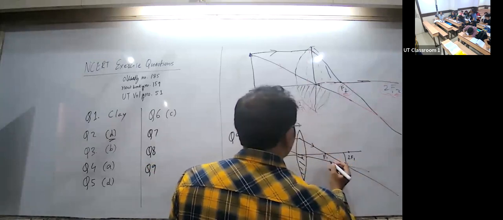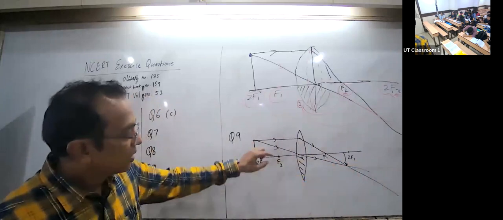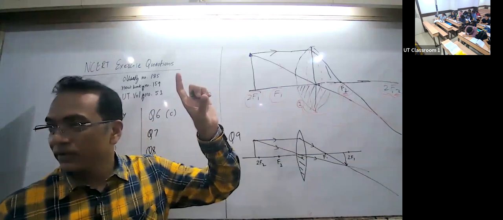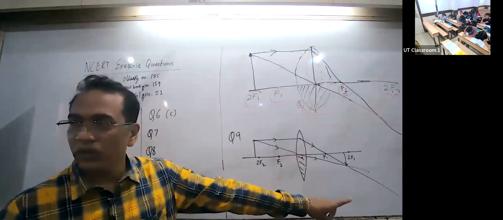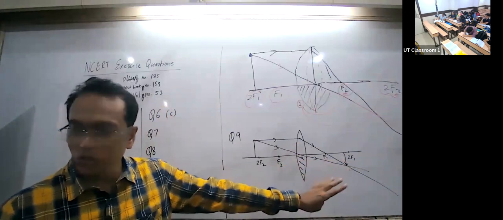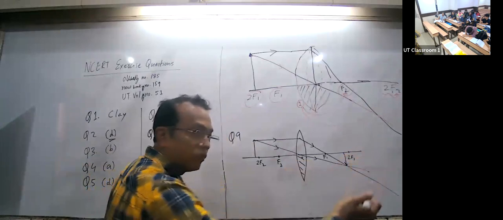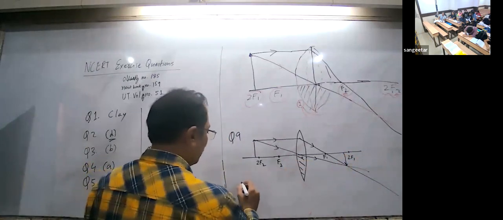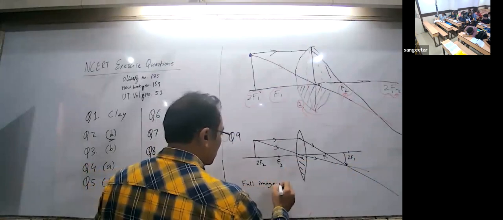Now, is it clear? Now see, the light is passing only through the upper portion of the lens, right? But the image is formed. It's not that the image will not form. Full image will form. So what is the first part? Yes, it is possible to obtain the full image by covering half of the lens. So full image is possible.